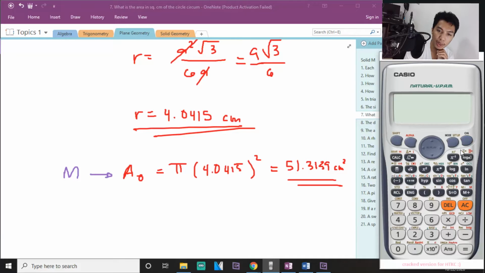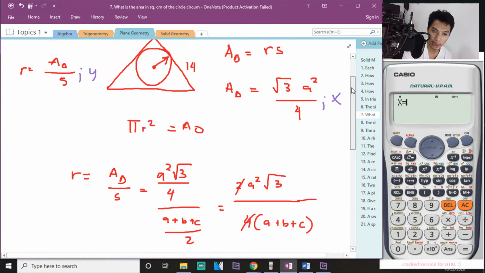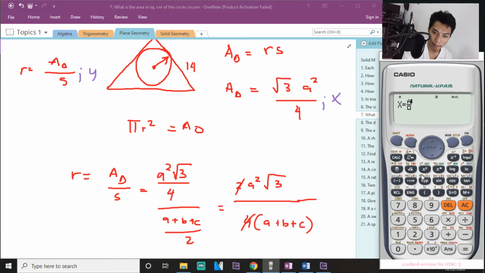Okay, so pindutin natin dito. Alpha x, alpha equal to, area yan ng triangle. Okay? Ano ba yung area ng triangle? Square root of 3 a squared over 4. So alpha a squared, tapos square root of 3 over 4. Colon, alpha y. Ano yung y? This is the, ayun no, R. Equal to X, which is R. Okay? Area pala, alpha x over S.